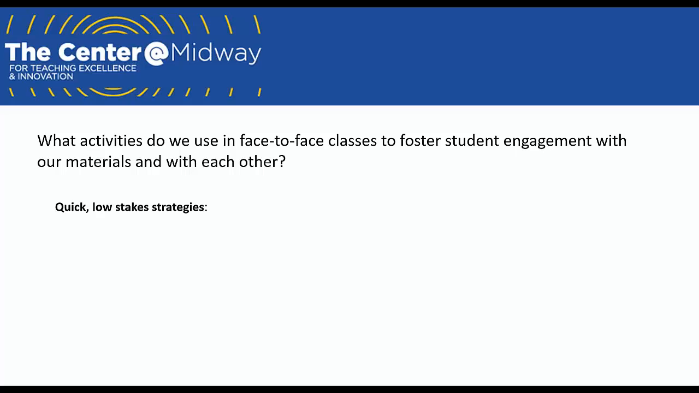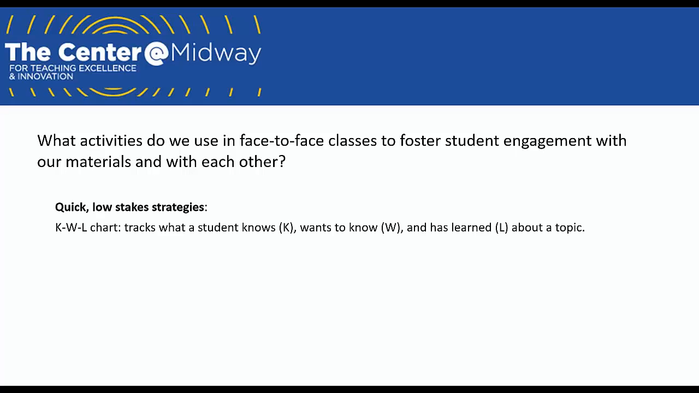We can have quick, low-stakes strategies, such as, for example, KWL charts. A KWL chart is basically a piece of paper divided into thirds, and the first column is labeled what the student knows, the K. The middle column is labeled what the student wants to know, the W. And the last column on the right is labeled L, what the student has learned about the topic.